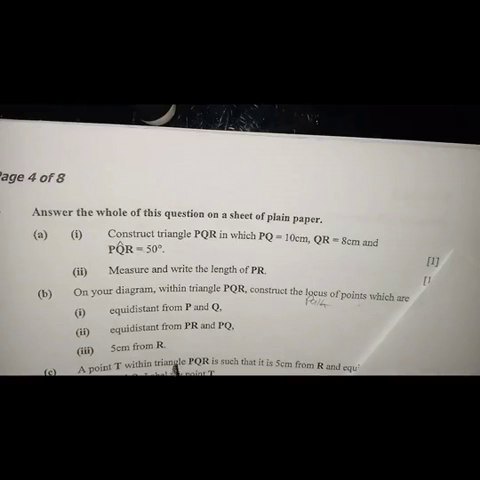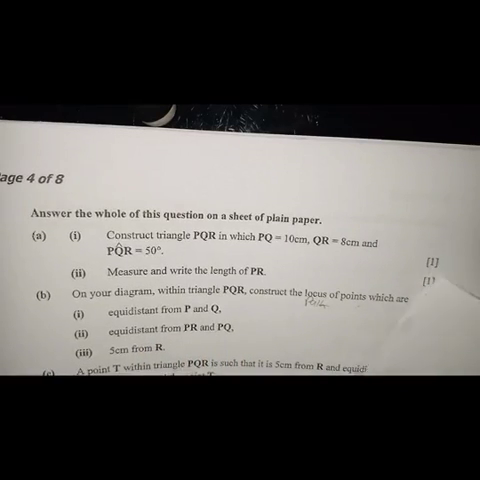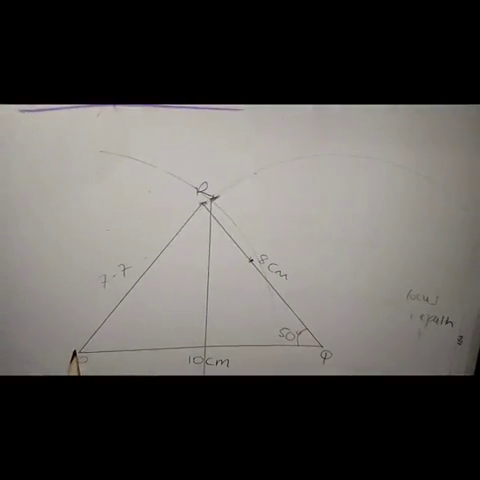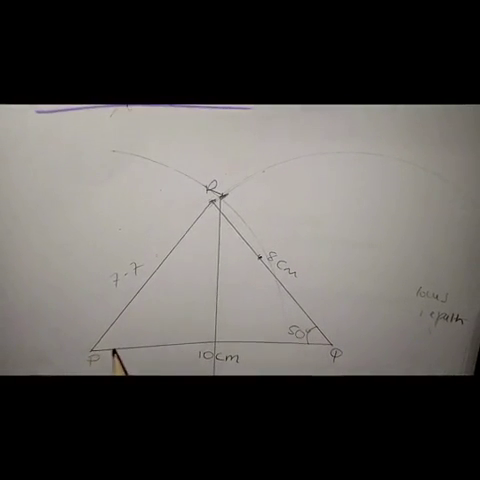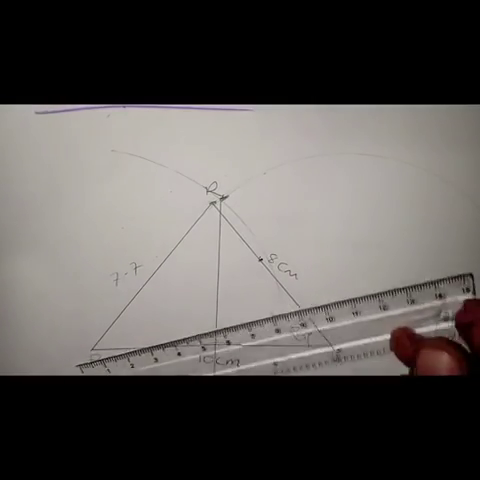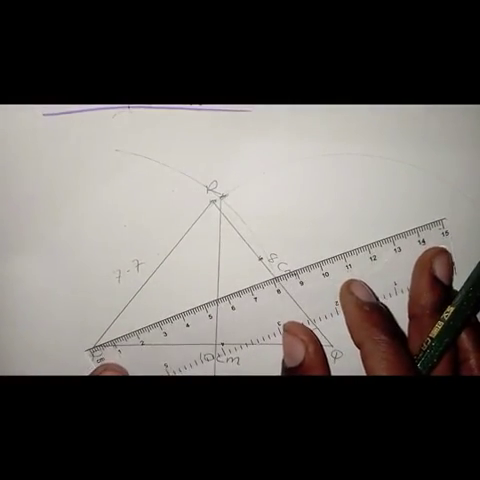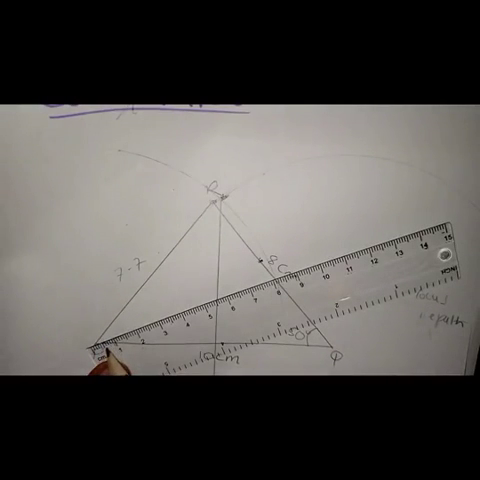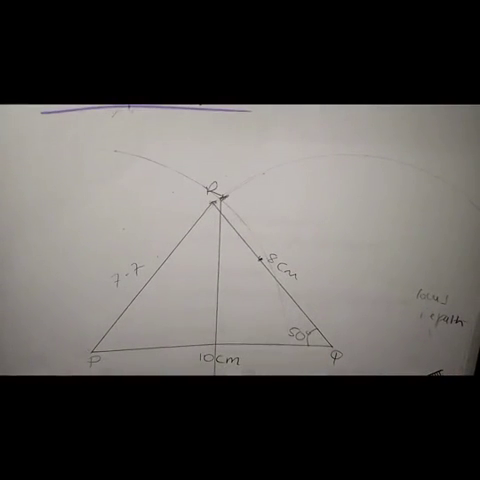Question B2 says find the equidistant from PR and PQ. PR and PQ. So there are 4 letters here. Which one is common is P. So you go on P, meaning you bisect the angle into 2 equal parts, meaning the line must go somewhere there, bisecting this into 2 equal parts. So this is what you do whenever there are 4 letters.